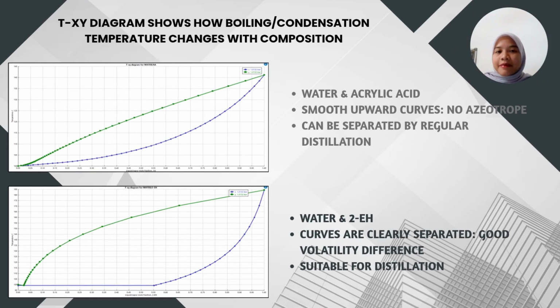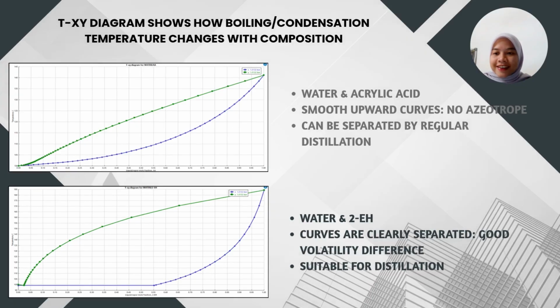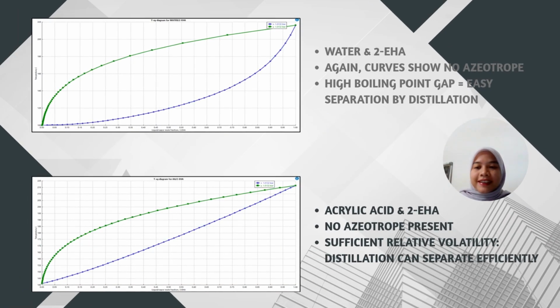Next, chapter 3 is binary thermodynamic analysis. Here, we analyze how pairs of chemicals behave together when we heat them. We use the XY diagram, which shows boiling and condensation points at different compositions. We study four pairs. The first one, water and acrylic acid. Second, water and 2-ethylhexanol. Third, water and 2-EHA. Last, acrylic acid and 2-EHA.